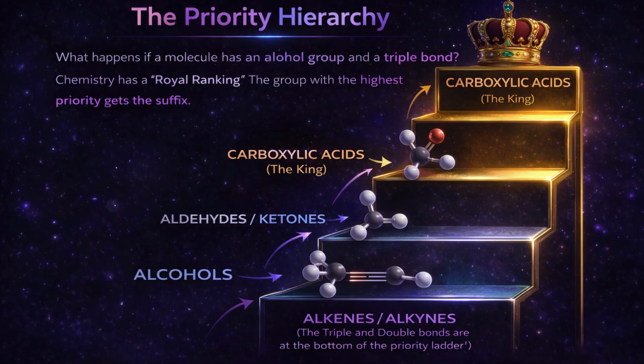The throne. Sitting right at the top, wearing the crown, are the carboxylic acids. They are the king. If a carboxylic acid is present, it always determines the suffix and the number 1 carbon. A practical example: the alkynol.